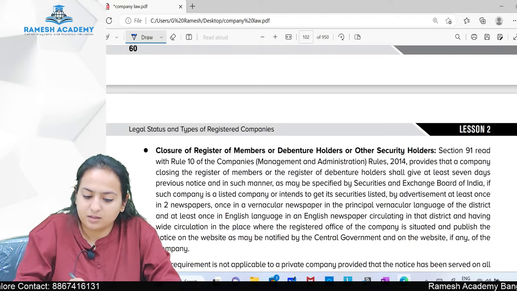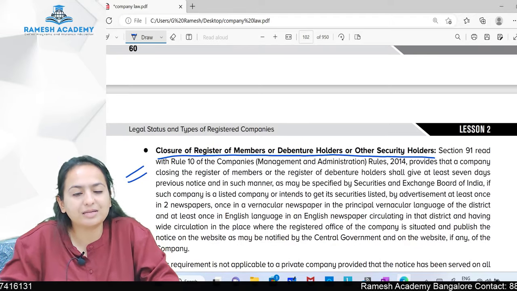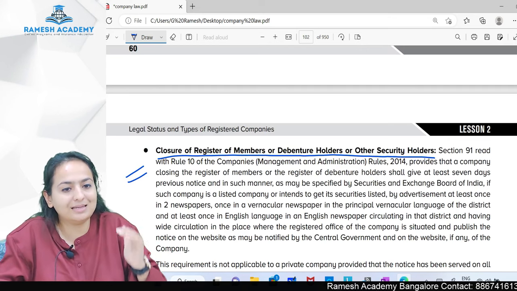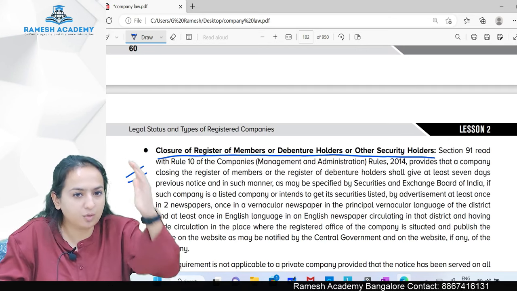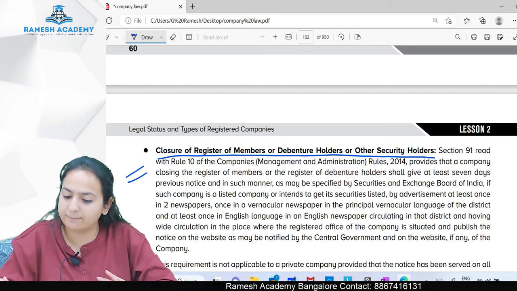Then, closure of the register of members, debenture holders, and security holders. Suppose you have to close this register for any shareholders. It is a very easy process in the case of a private company, right?